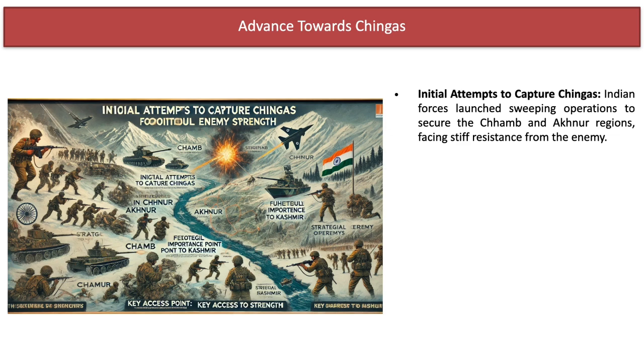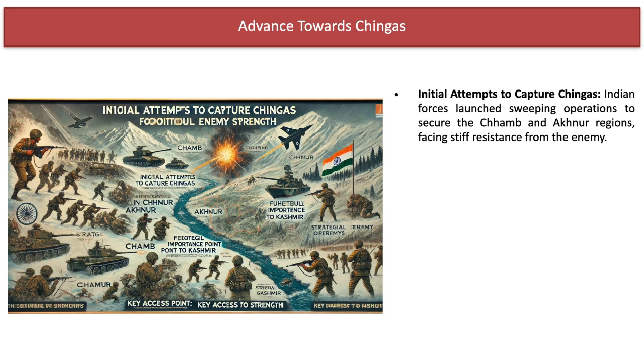But the Indian army was not deterred. They knew that capturing Chingas was crucial for maintaining the momentum of the campaign and further weakening the enemy's hold on the region. The troops pressed on, using tactical maneuvers to outflank the enemy and find openings in their defenses.